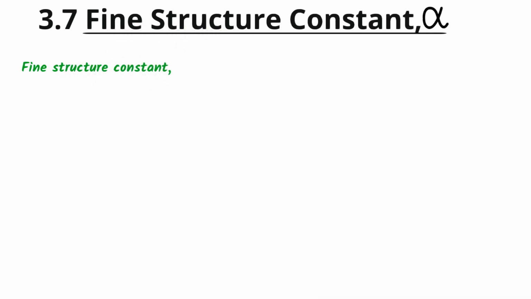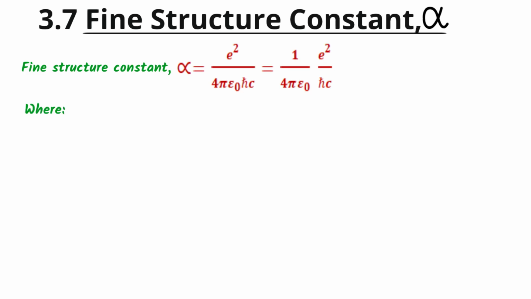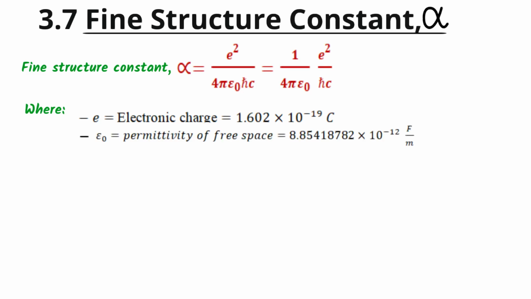The fine structure constant alpha is essentially equal to e squared divided by 4 pi epsilon naught h bar c. And in that formula, we know what h bar c is. The other constants there are the electronic charge, denoted as e, which is 1.602 times 10 to the minus 19 coulomb, while we also have epsilon naught, the permittivity of free space, which is 8.854 times 10 to the minus 12 farad per meter.